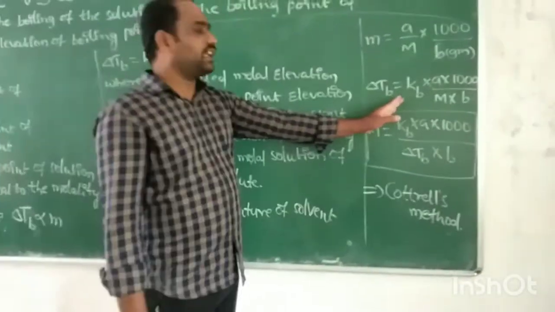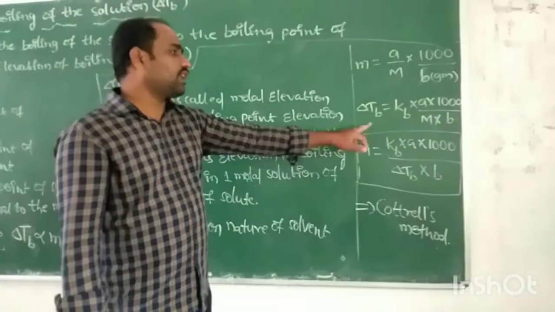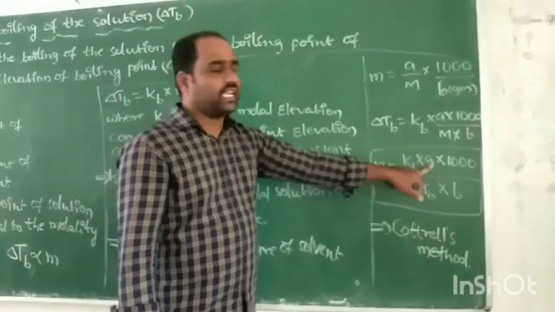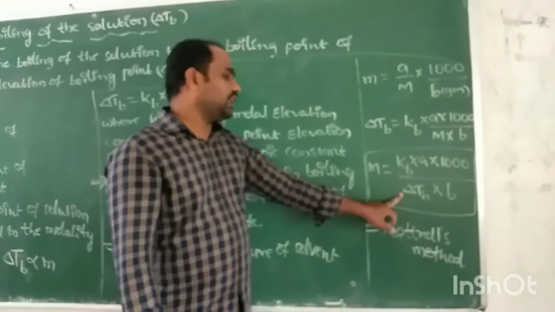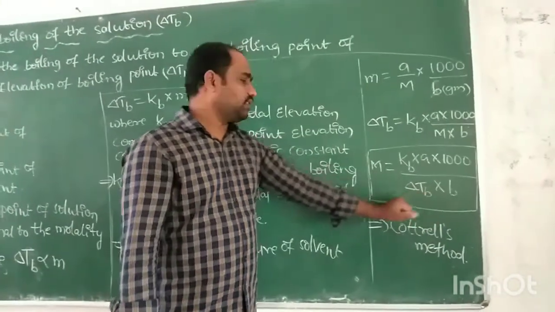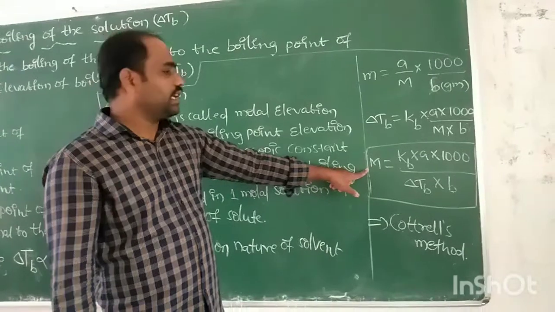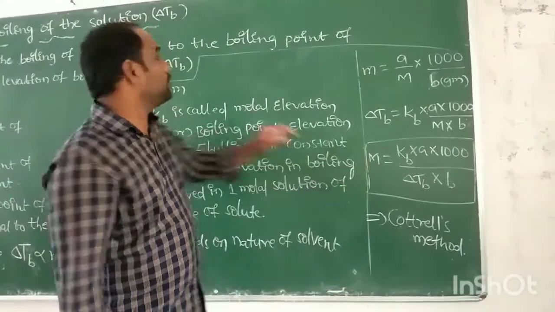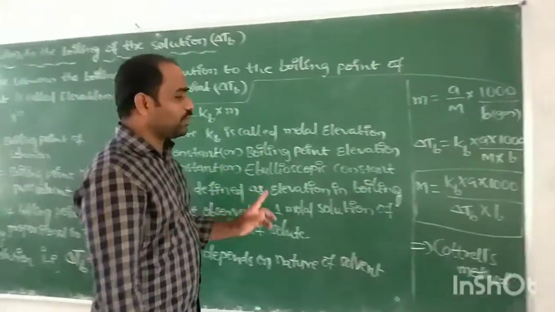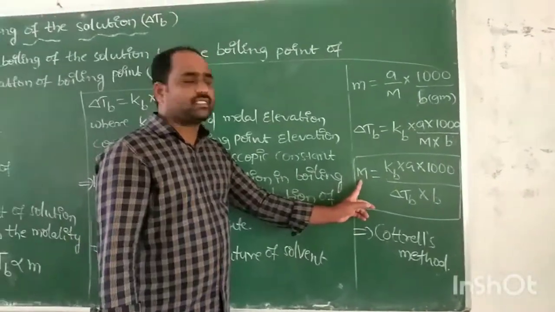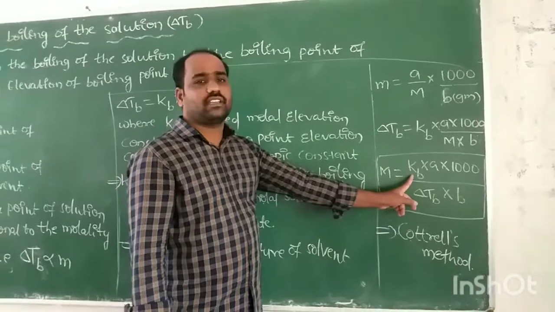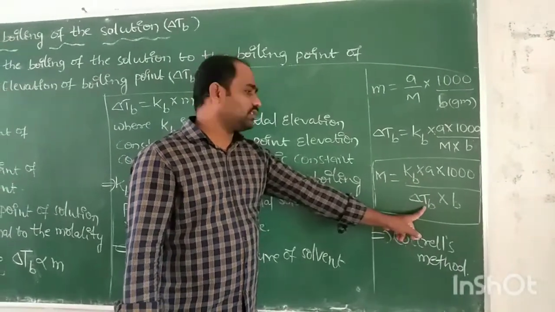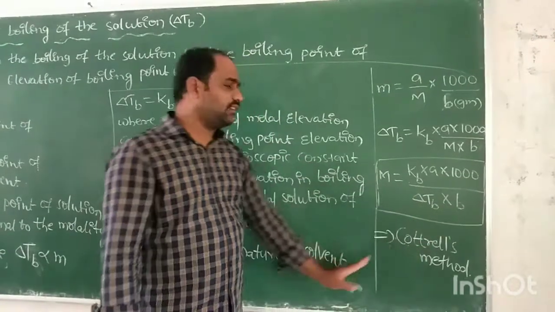Okay, then we rearrange this equation. Then the molar mass of the solute, capital M, is equal to Kb into A into 1000 by delta Tb into B. Okay, listen students, this is the equation used to calculate the molar mass of the solute by using the elevation of boiling point. Here capital M is the molar mass of the solute, Kb is the constant, A is the weight of the solute, delta Tb is the elevation of boiling point, and B is the weight of the solvent in grams.